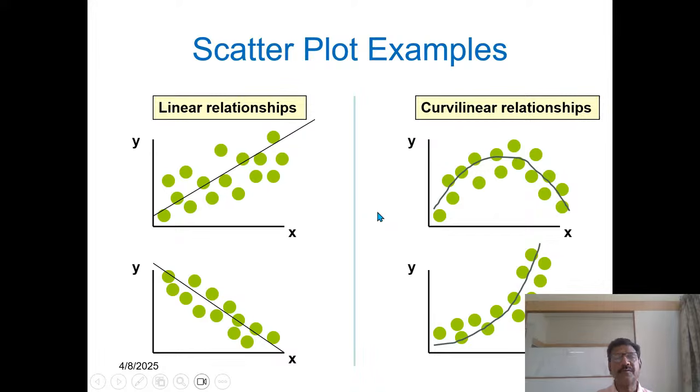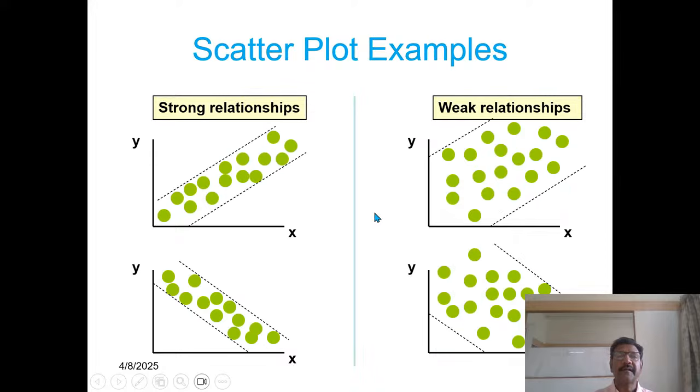There are basically two types of relationships: linear and curvilinear. Linear relationship means we can draw a straight line. Curvilinear means we have to draw a curved line. Another classification: based on strength, there are two types of scatter plots, strong relationship and weak relationship. This is the type of correlation.